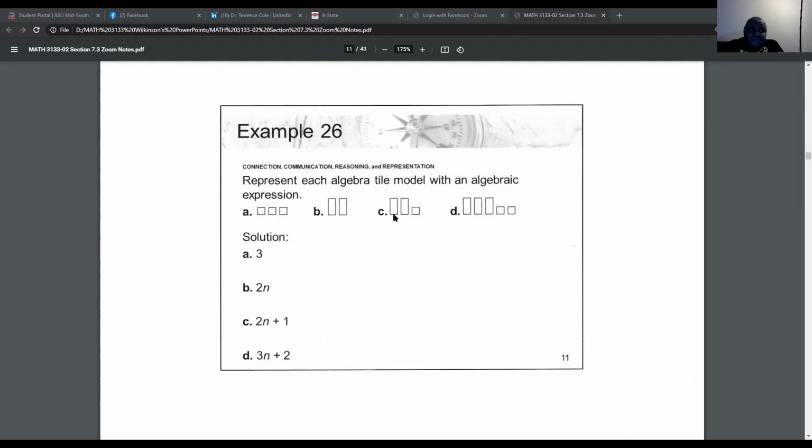Now in part C, you got 2 n tiles and 1 tile. That's 2n plus 1. That's the algebraic expression for that representation. And then in part D, here you got 3 n tiles and 2 1 tiles. This represents 3n plus 2, as you can see here.